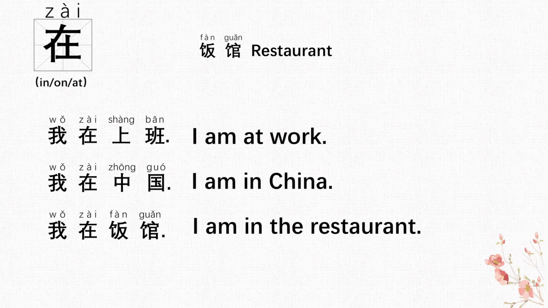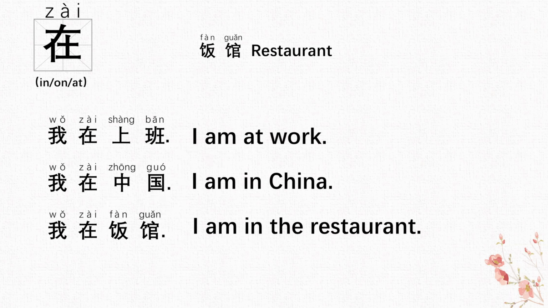So what's the meaning of those three? So I will show you Chinese. You tell me the English. The first one, 我在上班. Pause the video until you got the answer. I'm at work. Second one, 我在中国. Pause the video. I'm in China. Third one, 我在饭馆. 饭馆 in this page, right? This one super easy. I am in the restaurant.